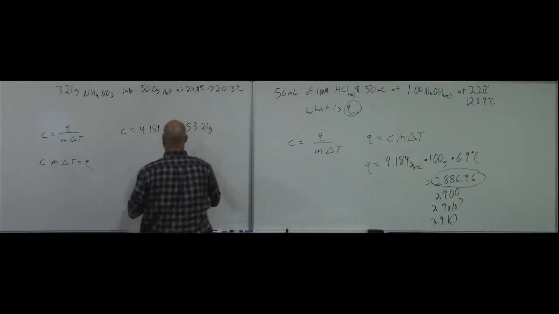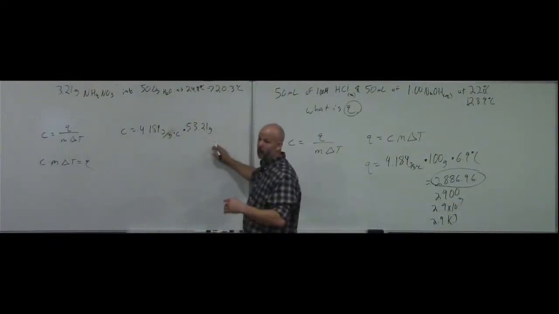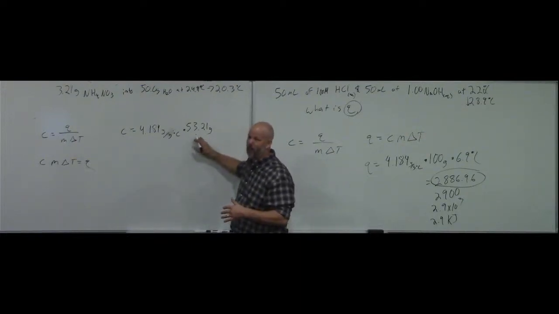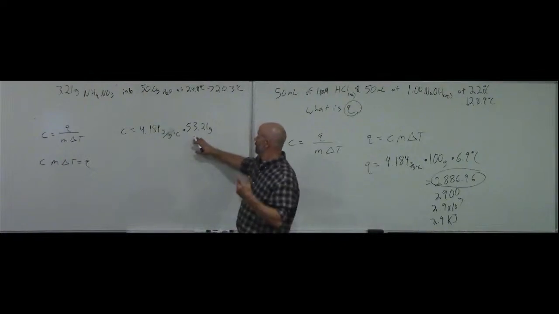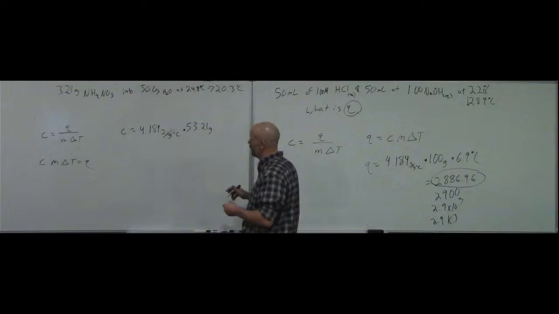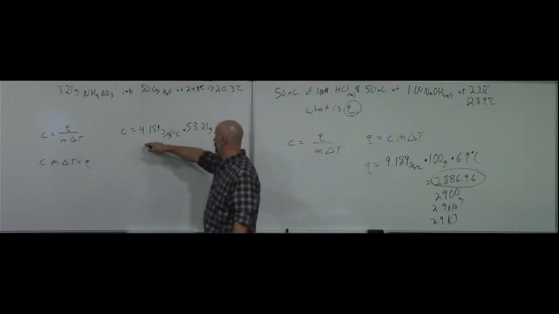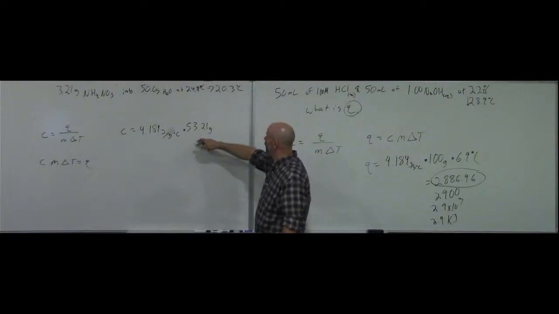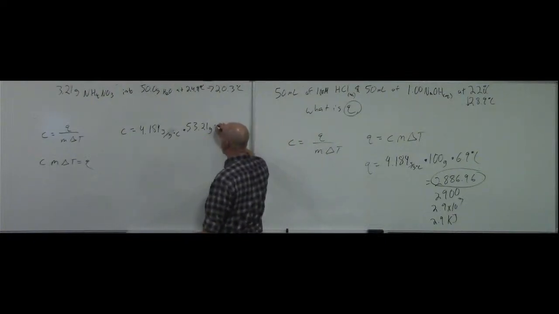So this is 53.21 grams of solution. Now we're going to do everything else for just pure water, but we don't want to miss this step or we'll be off by 6.42% or something of our answer. So I've got the specific heat of water times the mass of the solution, times the change in temperature.